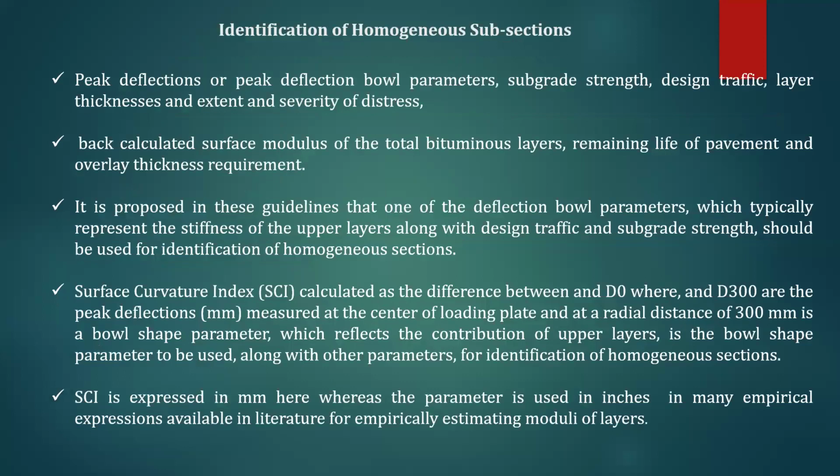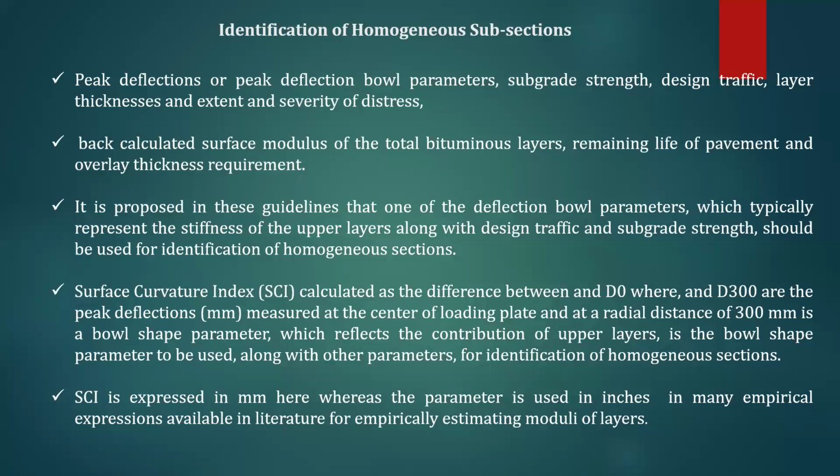Now, identification of homogeneous subsections. As I told, when you consider 10 kilometers, in each kilometer you will not have the same failure. Some section, maybe the first section may be fair, the second section may be poor, the other section may be good, like that. So for homogeneous sections, we cannot give the same overlay thickness for all these sections.